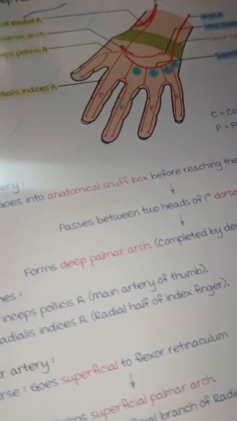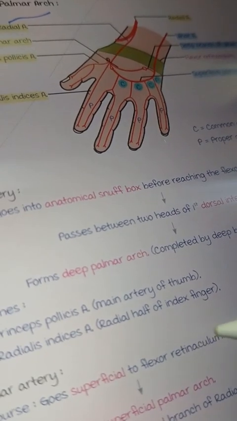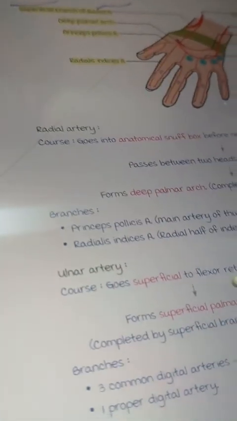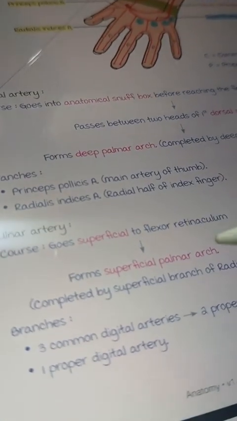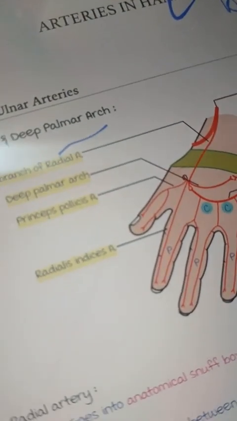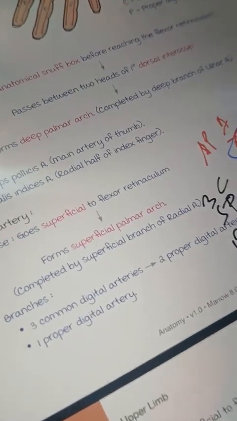Now what we have next is branches. Princeps pollicis, the main artery of the thumb, and radialis indicis, the radial half of the index finger. The ulnar artery, the course we can say, goes superficial to the flexor retinaculum. As you can see over here, it does not go through the anatomical snuffbox and flexor retinaculum, but it goes superficial to the flexor retinaculum, and it forms a superficial palmar arch.